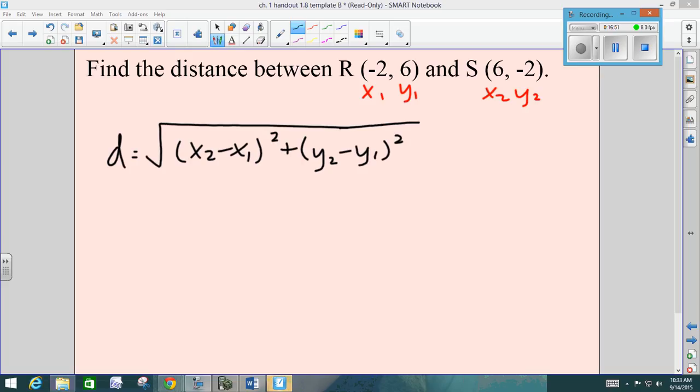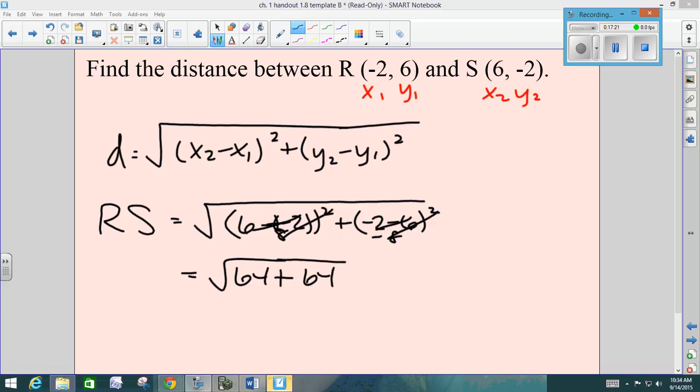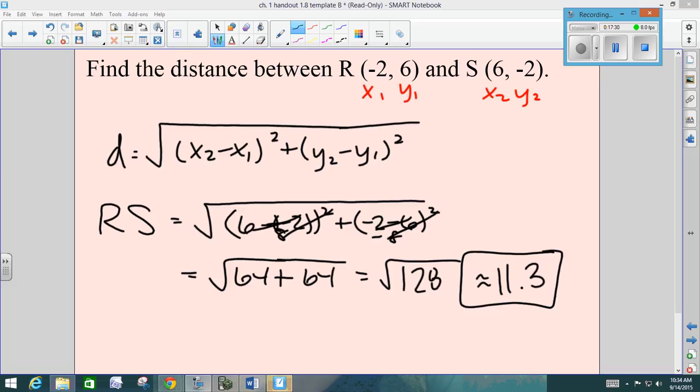Since distance is the same as the length between the 2 points, you could also write this as RS equals. Because remember, without a symbol over it, it means length. So we could say the length of RS is equal to the square root of 6 minus -2 squared plus -2 minus 6 squared. 6 minus -2 becomes positive, and it's a positive 8, and positive 8 squared is 64. Plus -2 minus 6 is -8. -8 squared is also 64. Add them together, and you get 128. Which is about 11.3. So the length of segment RS would be about 11.3.